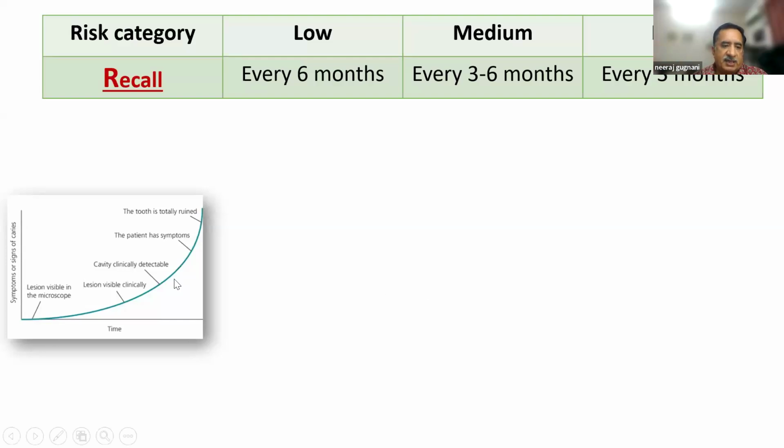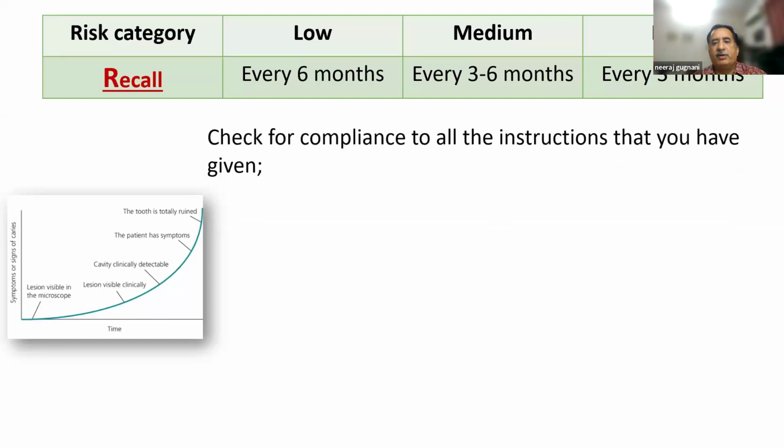Again, coming to this diagram, this was the stage where the lesion was visible clinically as a white spot lesion. If on the recall you see that these lesions are getting more accentuated and the white opacities are not improving, then that is the stage when you should conceive that this lesion will become cavitated, and your strategy to remineralize should become more aggressive in nature. Clear? So whenever you recall the patient, you should have an objective structured program in your mind.